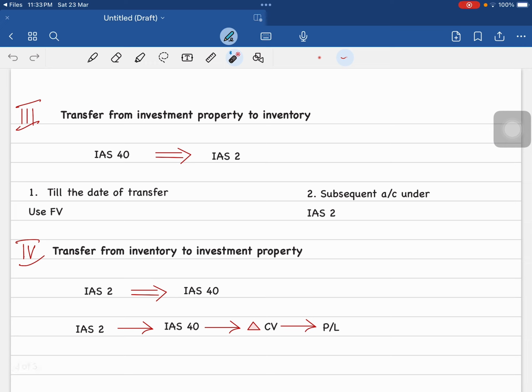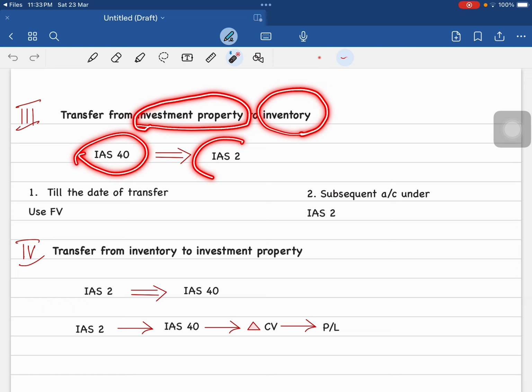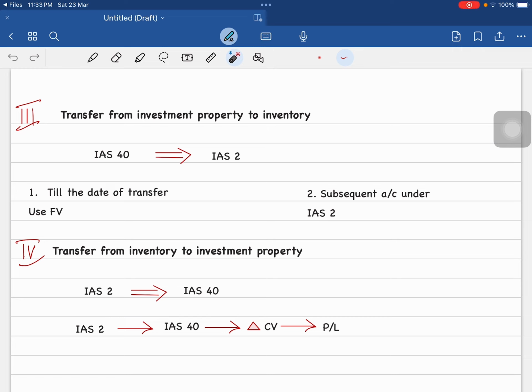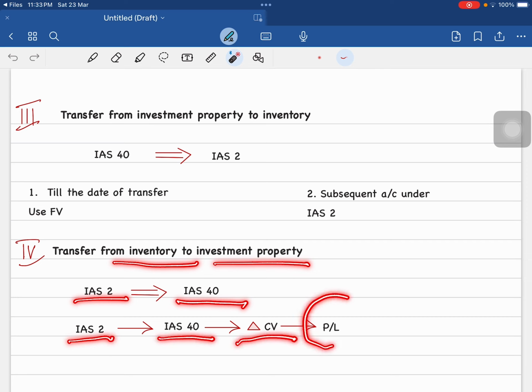Now the third case is when your investment property, that is IAS 40, is changed into inventory, that is IAS 2, IAS 40 to IAS 2. Till the date of transfer, you're going to use fair value, and all the subsequent measurement would be taken under the rulings of IAS 2. The fourth case is from inventory to investment property, that is IAS 2 to IAS 40. While you're converting IAS 2 to IAS 40, there would be a change in the carrying value, and it should be shown as profit or loss and taken into SOPL.